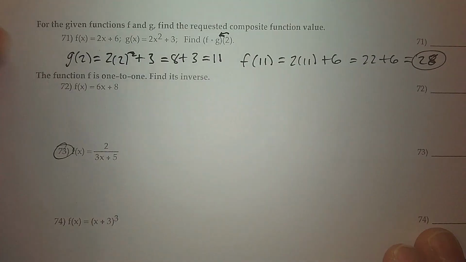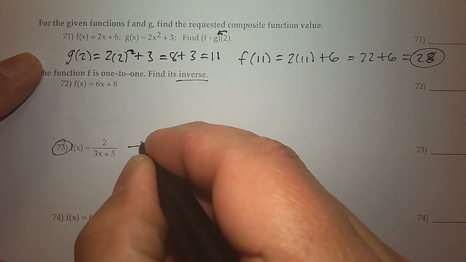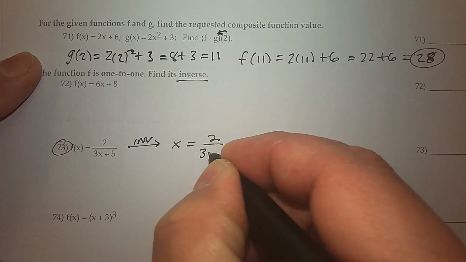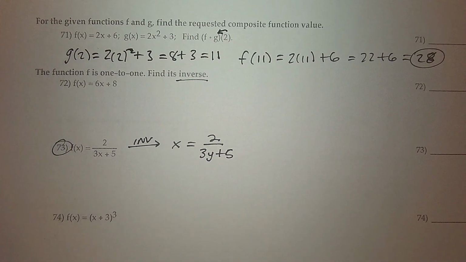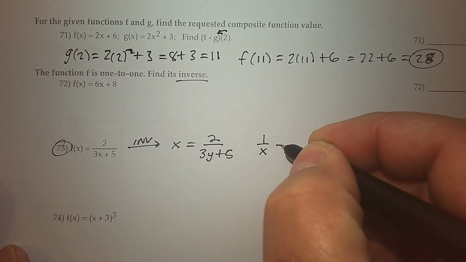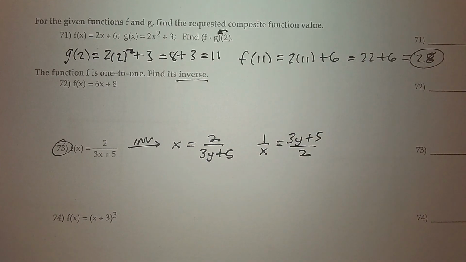What are you asked to find in 73? Do you remember how to find the inverse? So what's step 1 to find the inverse? The x and y are switched. Now, how do I solve for y? What would be a good first step? A good first step would actually be to do the reciprocal to both sides. That way y is not in the denominator.